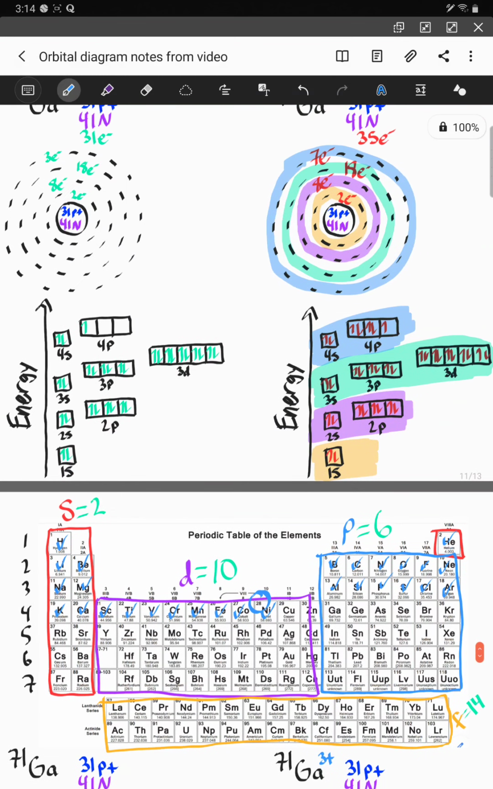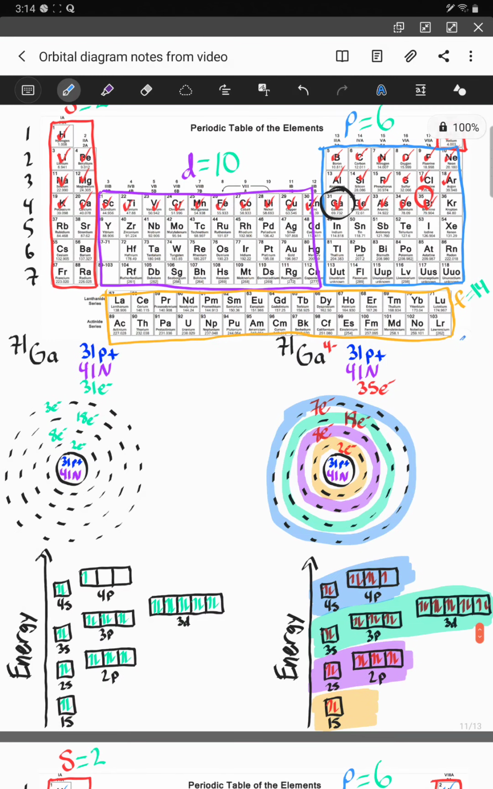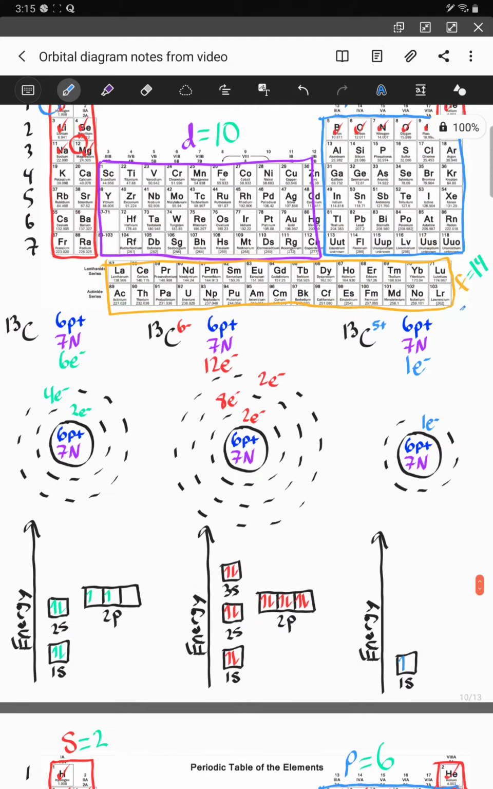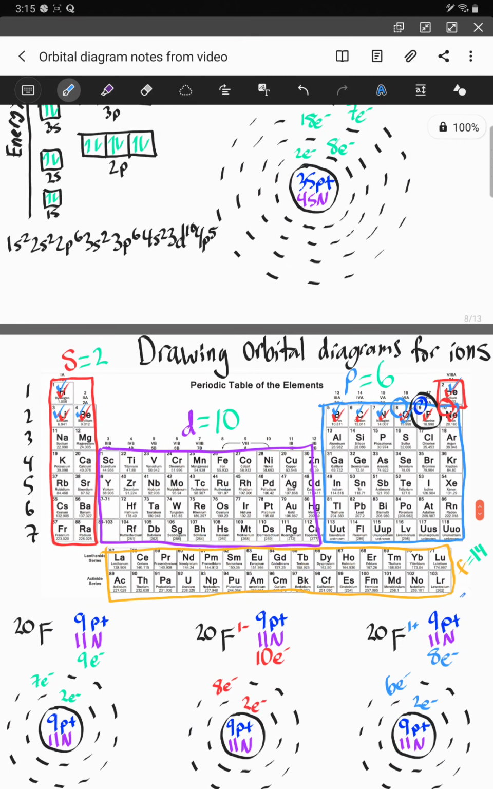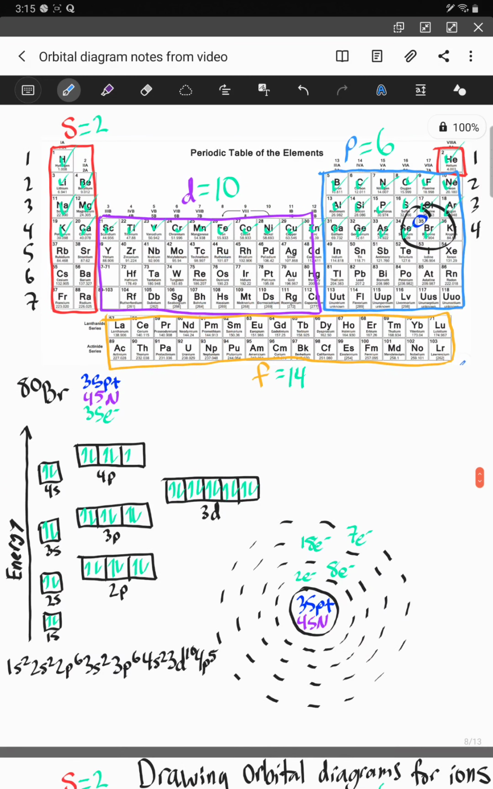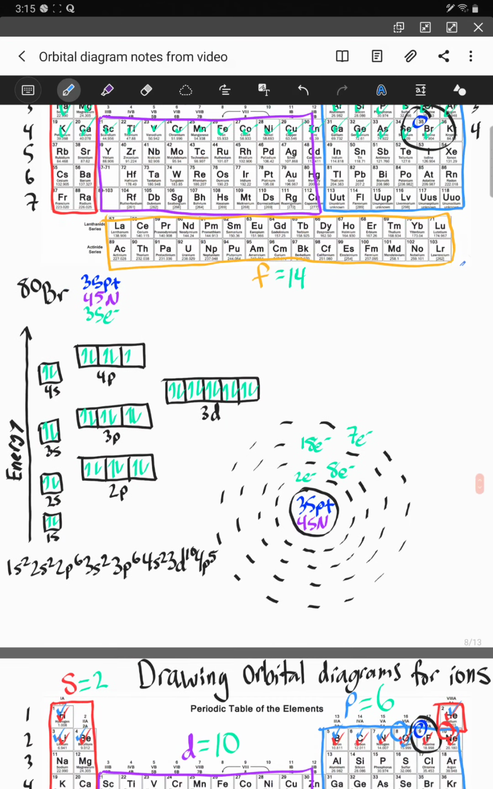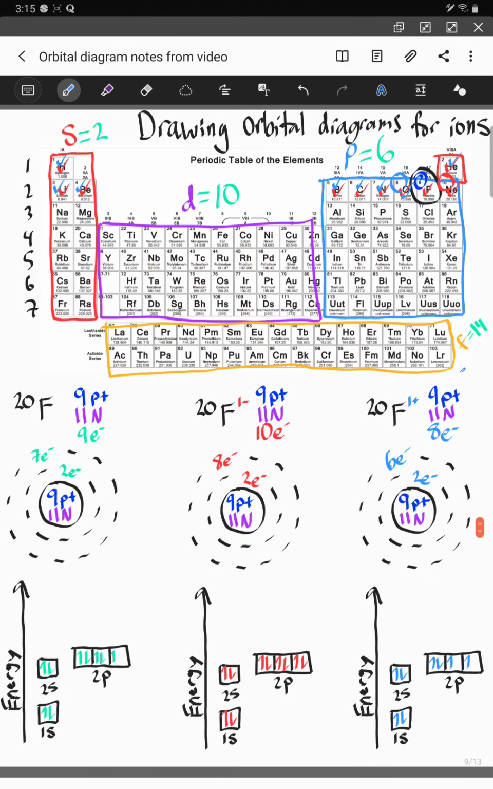So if we remember our example here, where we had gallium with a -4 charge, we recognized that what we drew here is identical to what we have drawn for bromine. So the electron configuration for gallium with a -4 charge is going to be the same as the electron configuration for bromine. So let's do a couple of electron configurations before we finish this video of some of the examples we have.